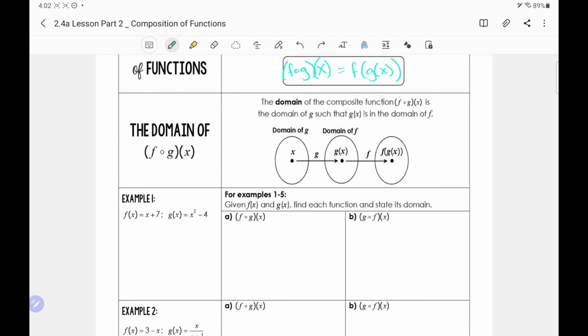Basically what this says is that the domain of the composite function f of g of x is the domain of g such that g of x is in the domain of f. So you take the domain of the first function, g of x, and that limits your domain. Then you look at the domain of f when g is plugged into it, and that gives you the final limits on your total domain. Again, it sounds more complicated than it is.